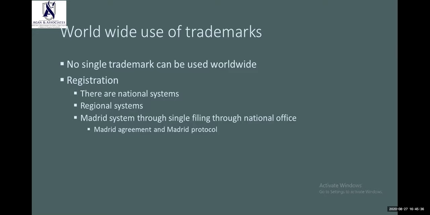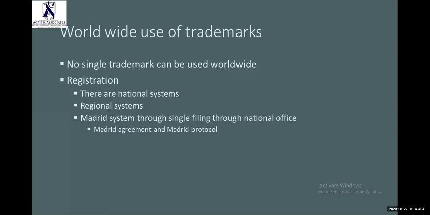In Kenya, for example, at the Kenya Industrial Property Institute, we do not have the technology to register scent marks or sound marks. And as such, it would be impossible for us as a country to register such marks. So there are those national systems.